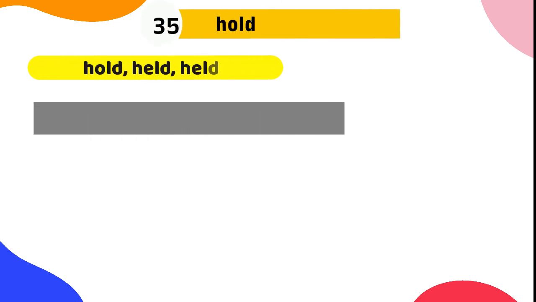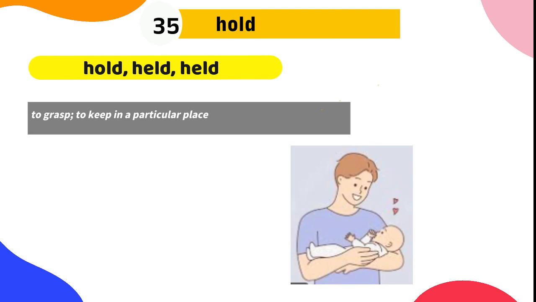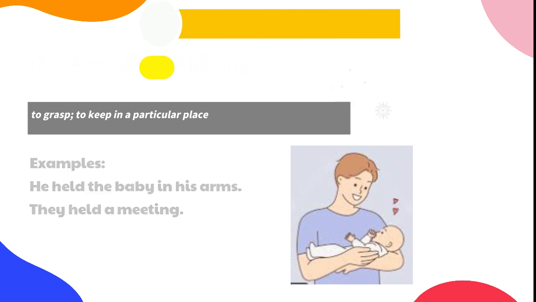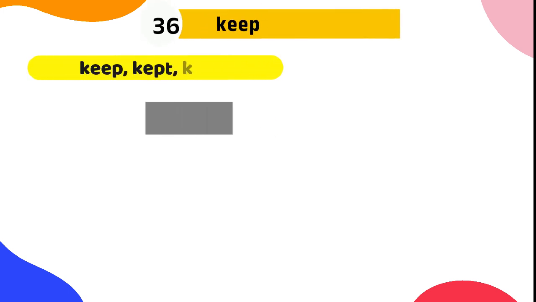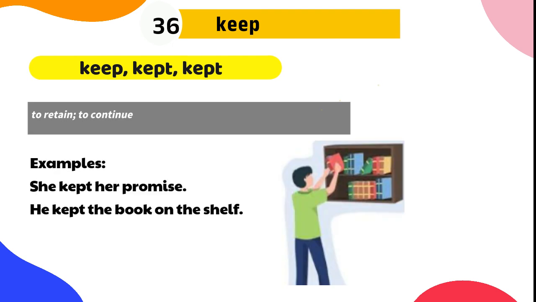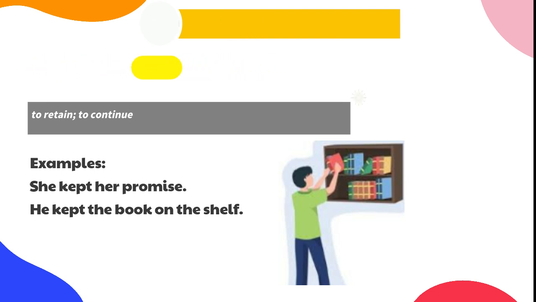Hold, held, held. Meanings: to grasp, to keep in a particular place. Examples: He held the baby in his arms. They held a meeting. Keep, kept, kept. Meanings: to retain, to continue. Examples: She kept her promise. He kept the book on the shelf.